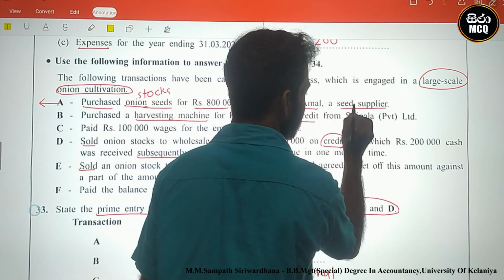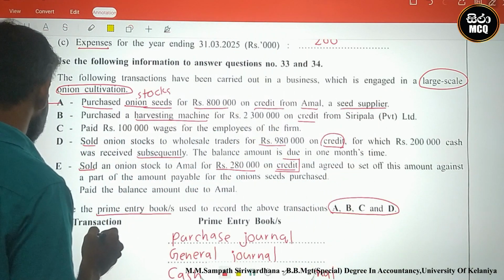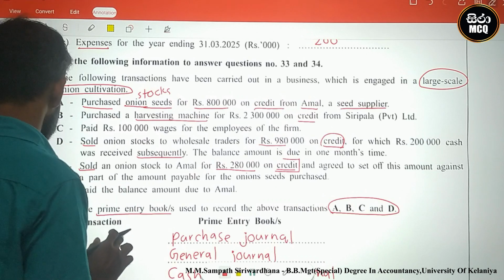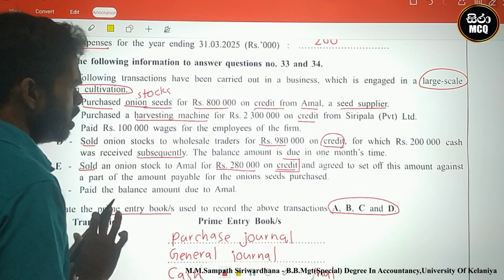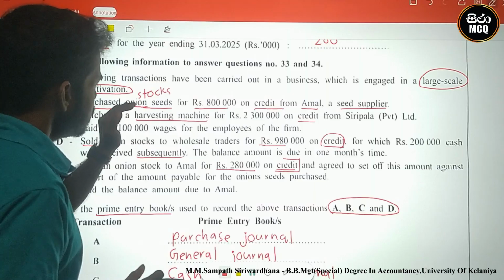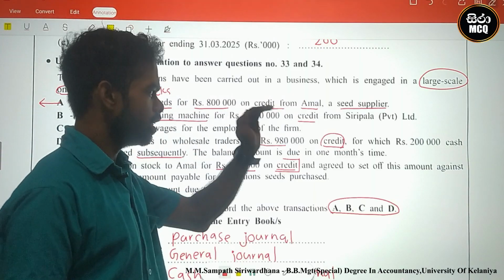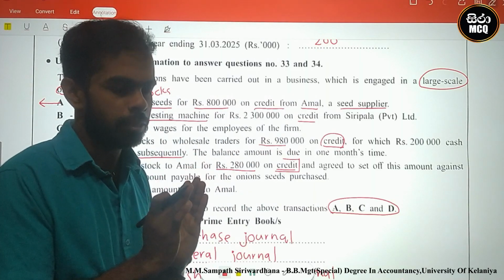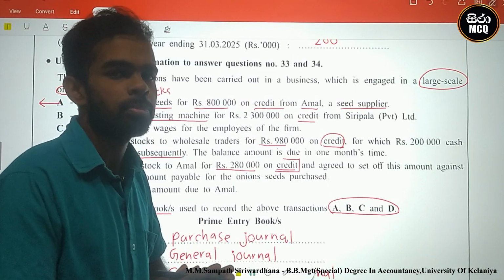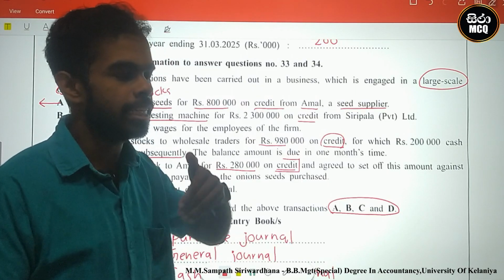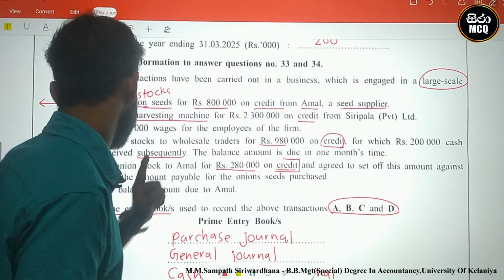From Amal, a seed supply. Therefore, we use the double entries. Purchased the onion seed 800 on credit. This is a credit purchase. What is the double entry? Purchases debit, creditor control credit, 800.